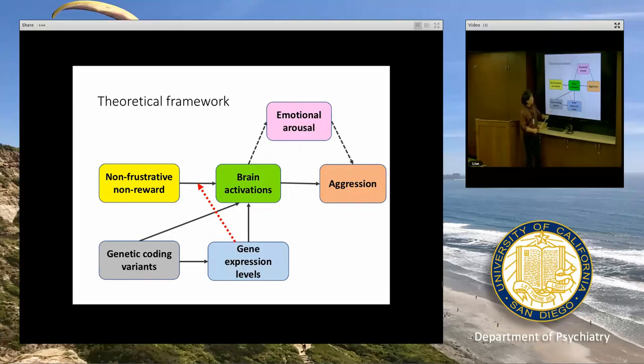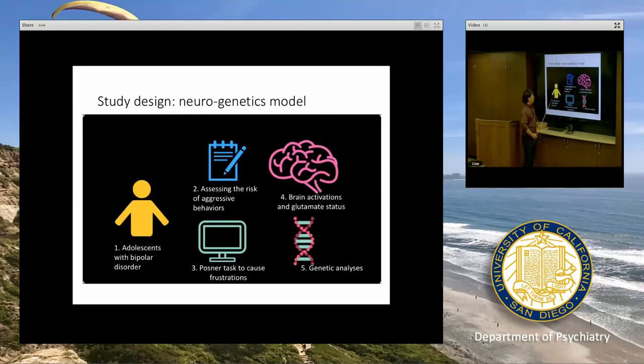Simultaneously, we need to measure whether the brain activations lead to aggression through other factors, and these are some other psychological factors we can measure, such as emotional arousal, for example. So that is the study design. We recruited a group of adolescents with the same diagnosis to try to reduce the problem of heterogeneity due to diagnosis. Then we assessed their risk of aggressive behavior using a questionnaire, asking about what happened in the past 6 months, including how they reacted to stressful events, and we also took their prior psychiatric hospitalization into account.